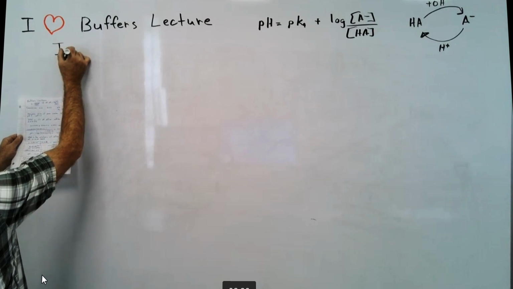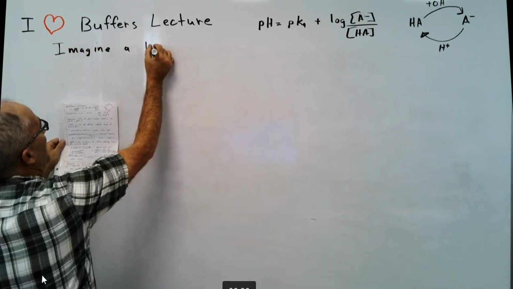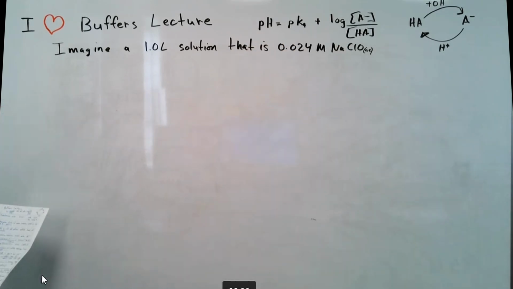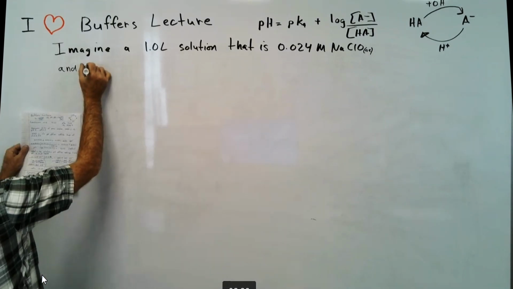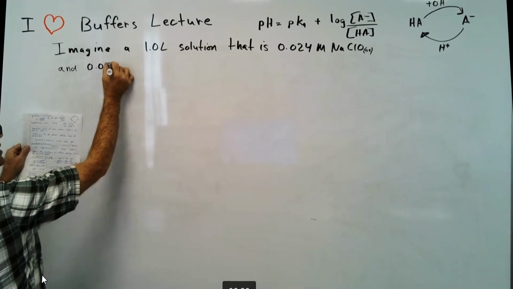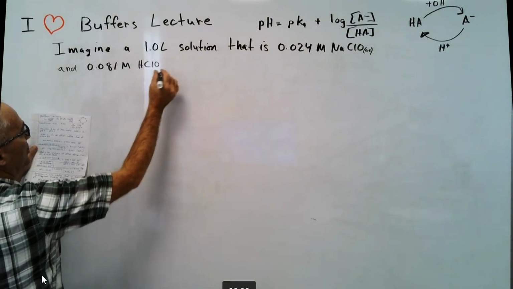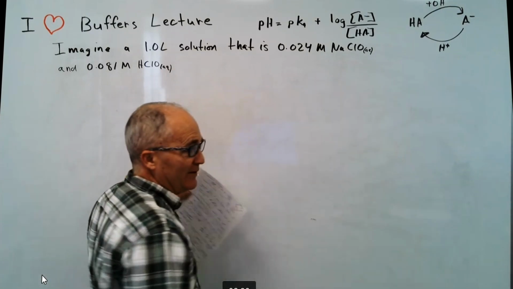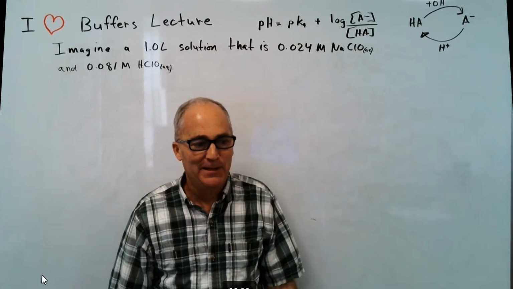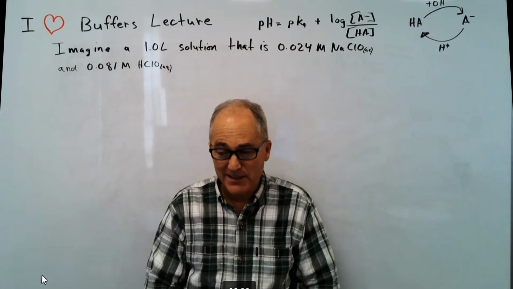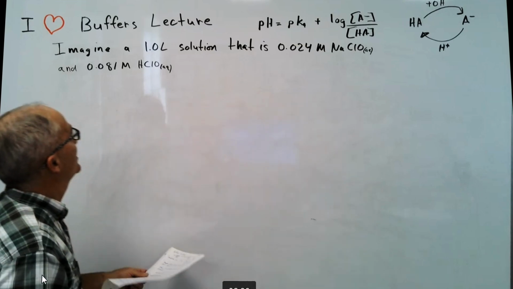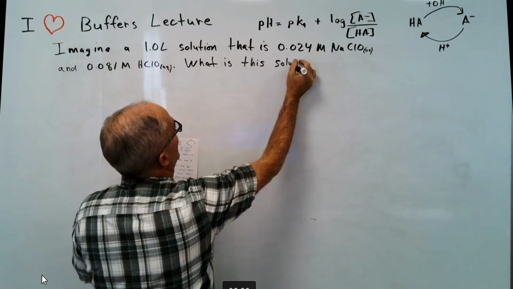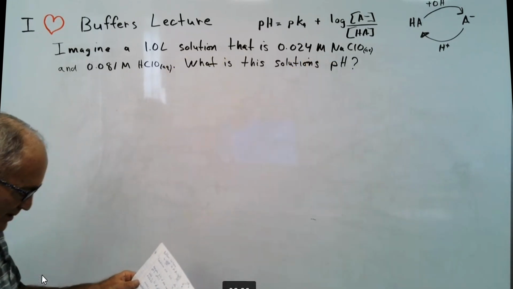I'm gonna start here with my favorite word, imagine. So sodium hypochlorite, and how about 0.081 molar hypochlorous acid. So what's the neat thing about this pair? Let me give you a hint, they differ by 1 proton. So they're conjugate acid-base pairs. They differ by 1 proton. All right, and then we'll ask the question. What is this solution's pH?